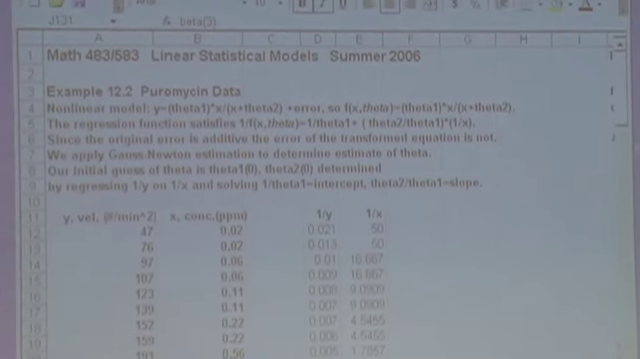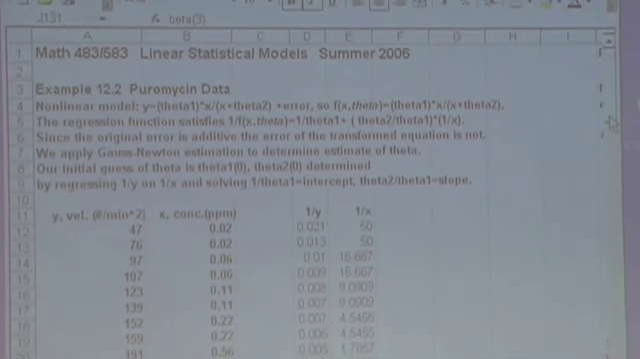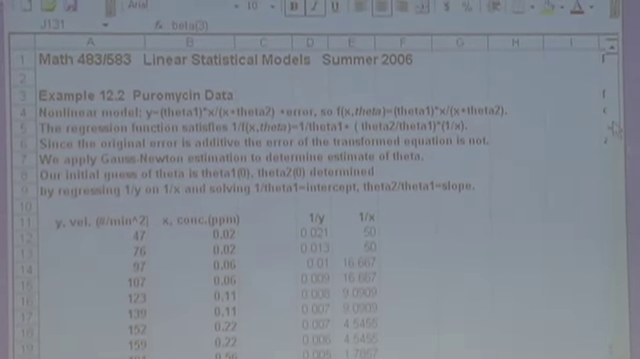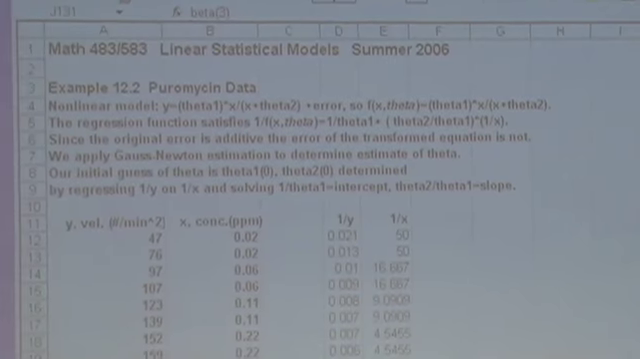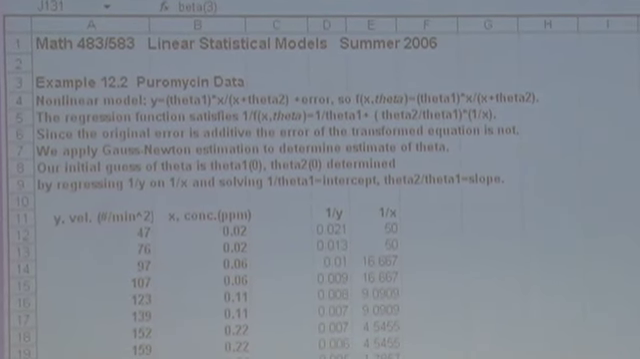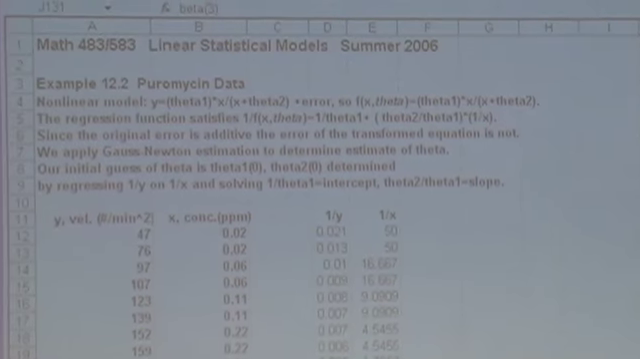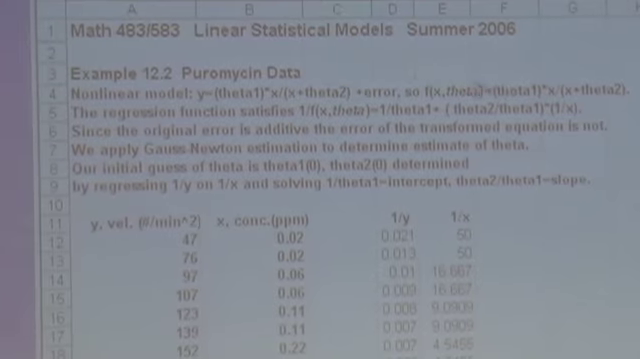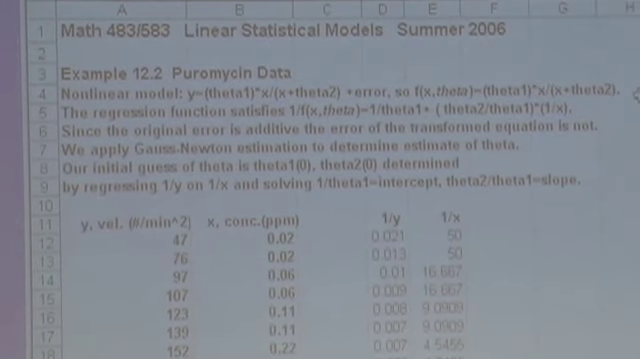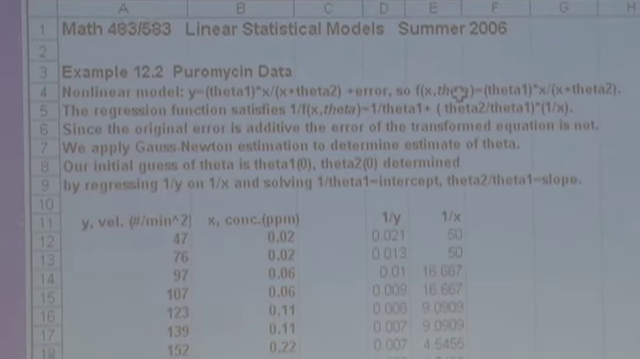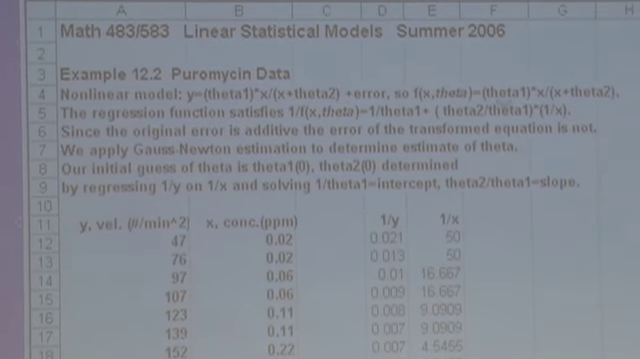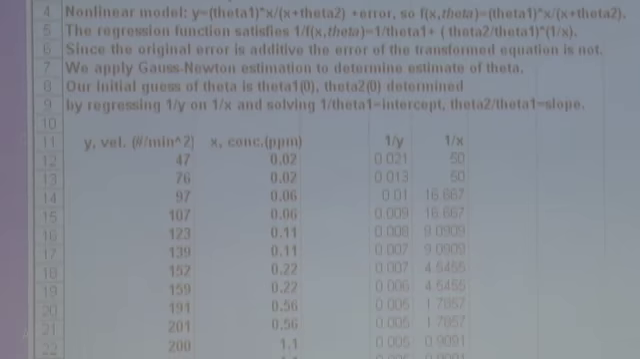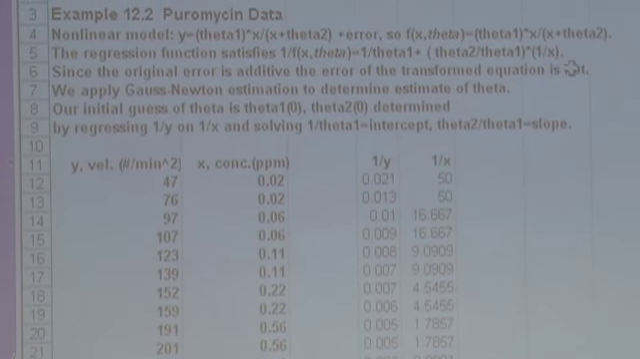Since I mentioned the Puromycin data had this model, it's not easy to write down the model in Excel because you can't see the theta 1x over x plus theta 2, but I wrote it down on the board before, so you have it in your mind's eye. Y equals theta 1x over x plus theta 2 plus error. So your regression function is theta 1x over x plus theta 2. And I'm putting theta italicized for the vector of theta 1, theta 2. That's the only thing that's interesting here, maybe.